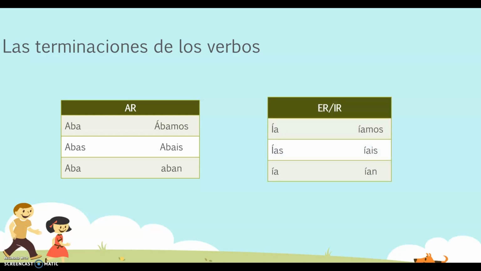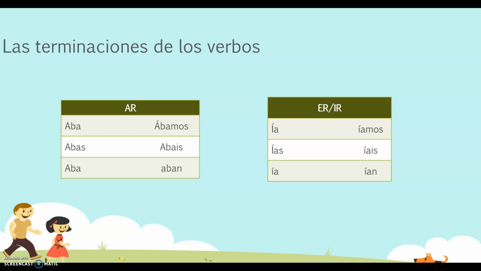Para los verbos ER, IR, tenemos las terminaciones ia, ias, ia, iamos, iais, y ian. So for a verb like comer, we would drop off the ER, and then it would become comía, comías, comía, comíamos, comíais, comían. On the next couple slides, you will have some written practice.